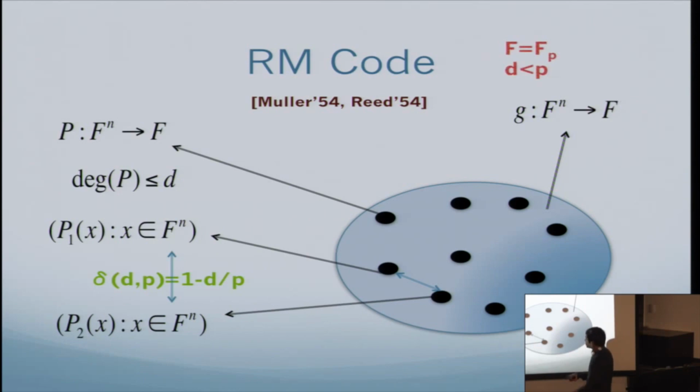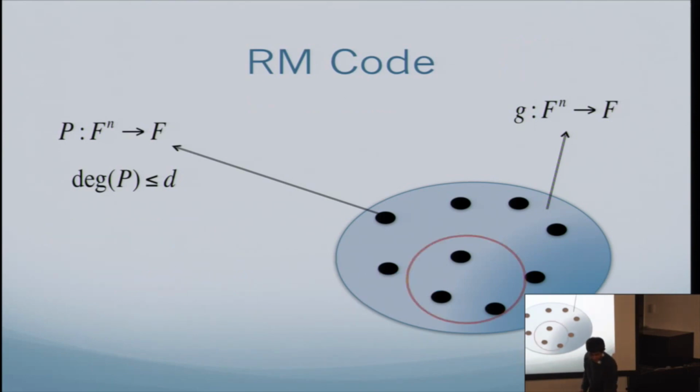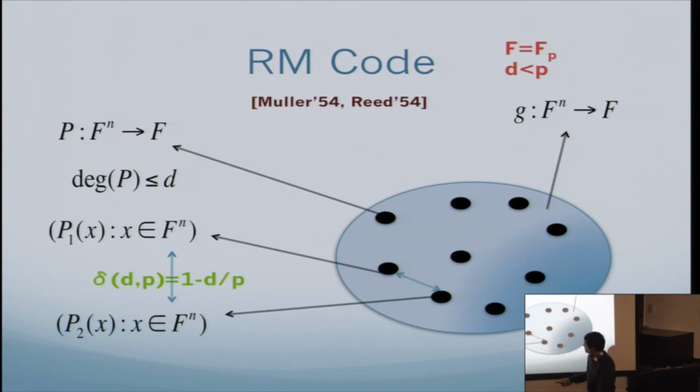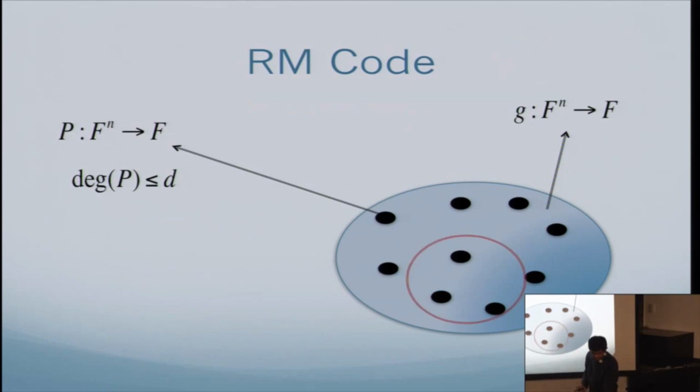And you can show by the Schwartz-Zippel lemma that the minimum distance is 1 minus d over p. I'm assuming d is less than p now, just for the proof outline and presentation. So any two polynomials are at least 1 minus d over p apart, and this is tight. This number, the minimum distance, is going to be important, so we'll see that later.